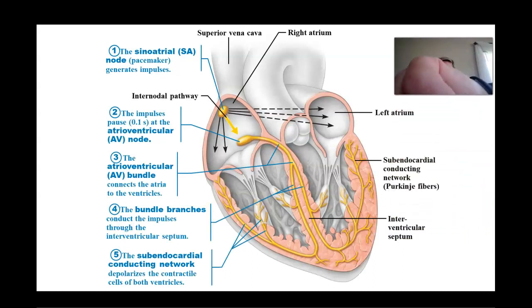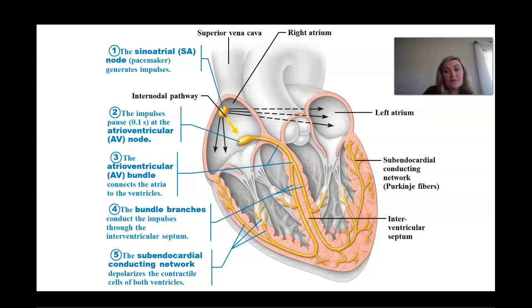And so here is a visual of everything we just said. So starting with the pacemaker, the SA node or sinoatrial node, that's going to generate that first impulse. That impulse is going to travel across from the right atrium to the left atrium and cause them to contract together. The impulse is then going to pause for about 1/10 of a second at that atrioventricular node. Then the AV bundle is going to connect the atria to the ventricles, and it's going to send that signal down through the bundle branches.